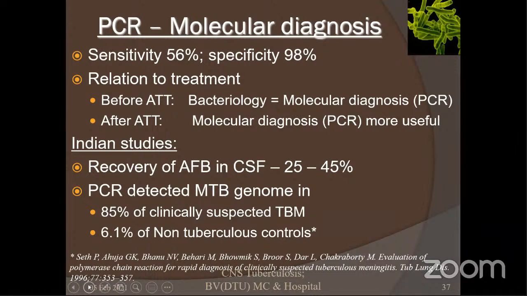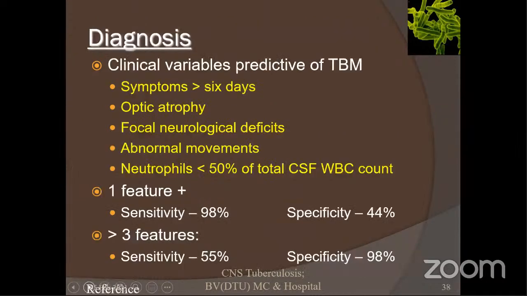In Indian studies, 85% of clinically suspected TBM were found to be PCR positive, and 61% of non-tuberculous controls also had PCR positivity, that means a false positive rate. So PCR tests have got some limitations, and so the symptoms should be more than 6 days, optic atrophy, focal neurological deficits, abnormal movements, neutrophils less than 50% of total CSF WBC count. So the sensitivity and specificity vary with the number of features that are available.